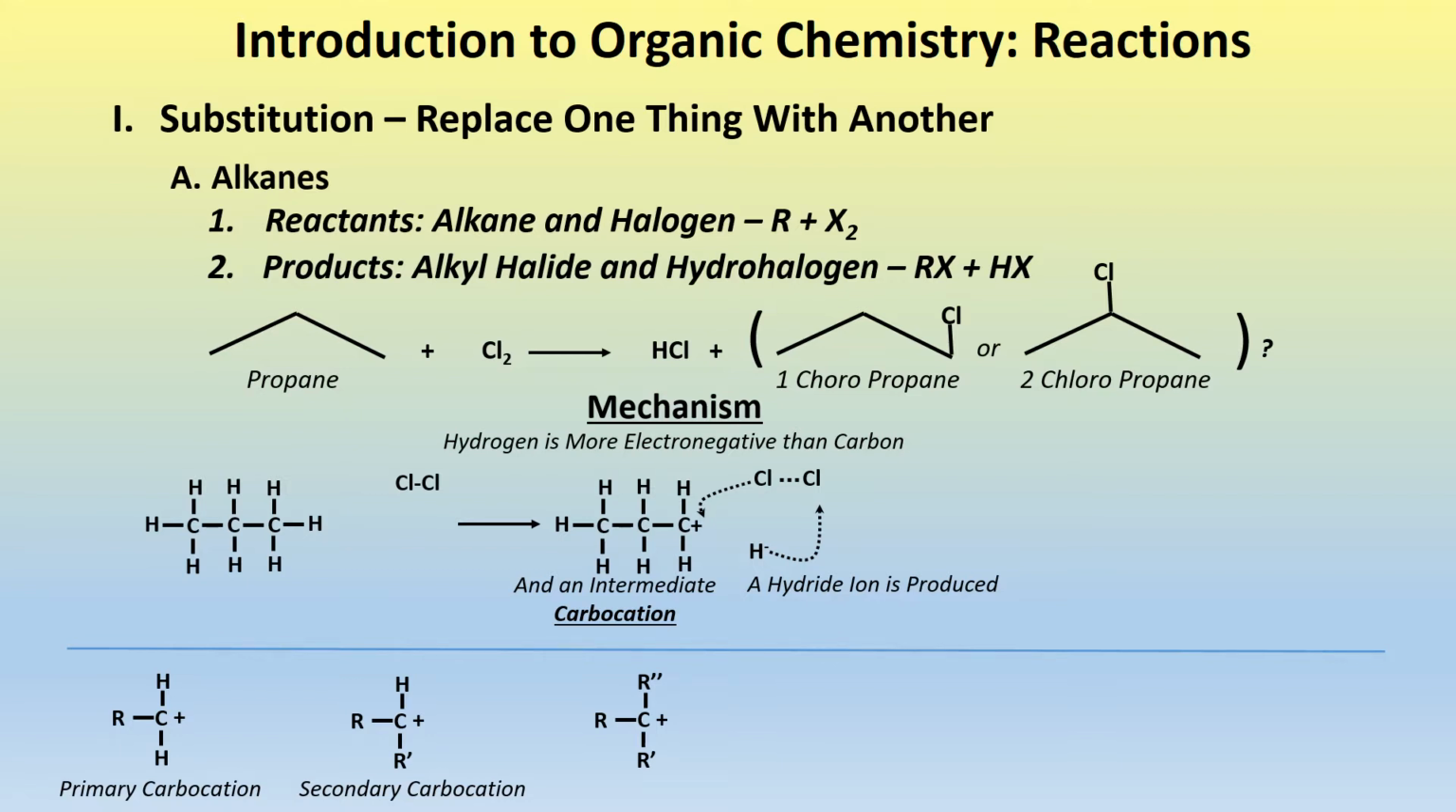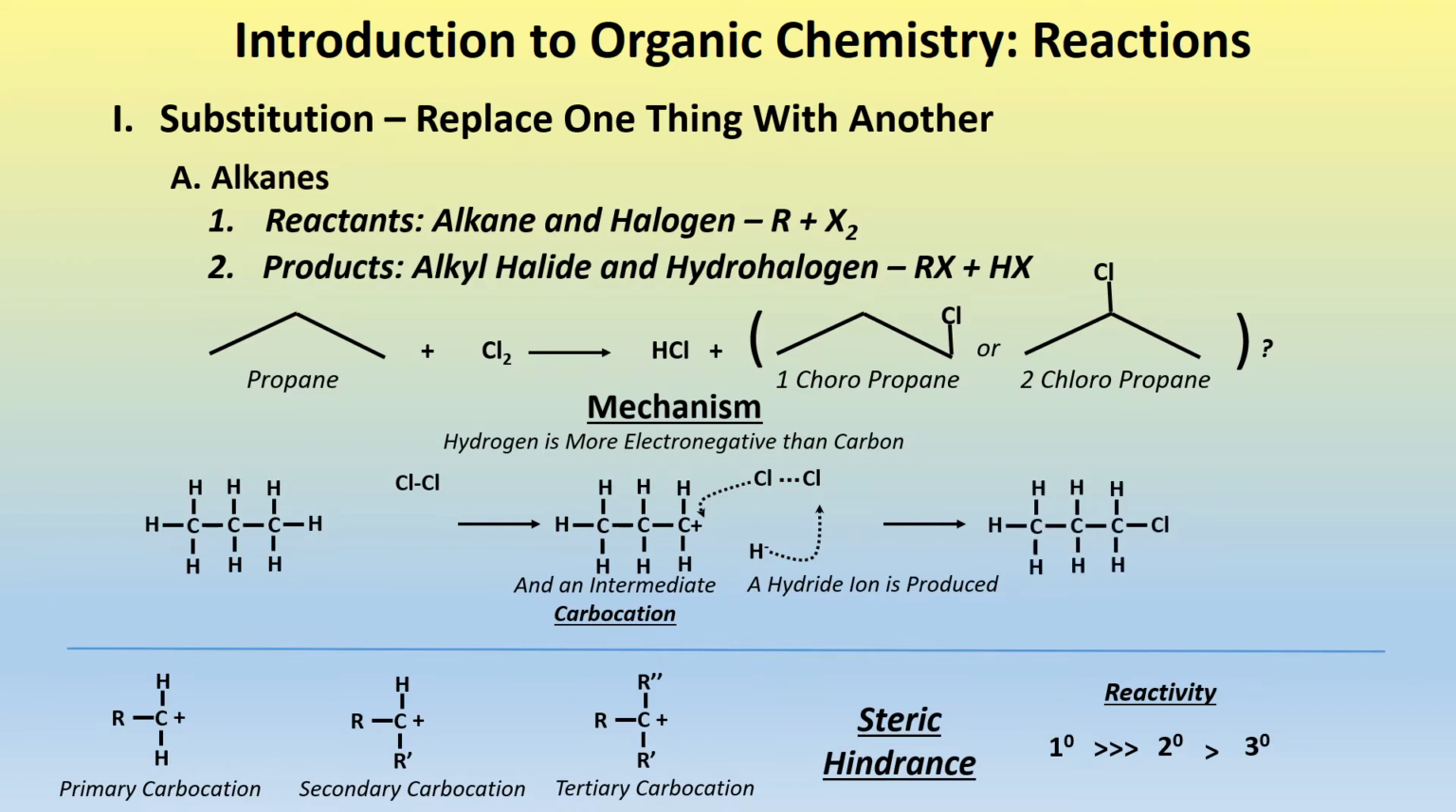As you recall from the previous discussion, more substitution leads to what's called steric hindrance, or clutter around the reactive site. And in terms of reactivity, a primary carbocation is always much more reactive than a secondary, and a secondary is more reactive than a tertiary. So in our mechanism, the most reactive spot would be on the end, and the preferred product would be 1-chloropropane.